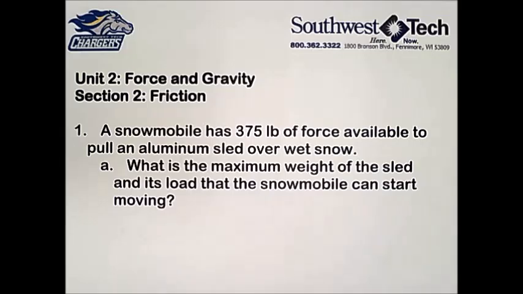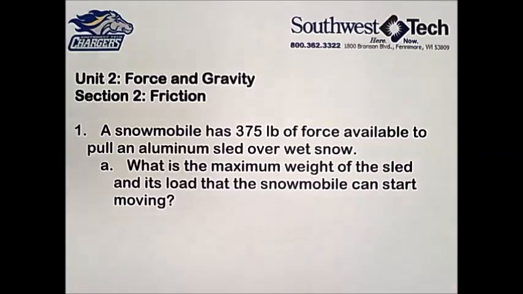This homework solutions video is for Science and Mechanics, Unit 2, Force and Gravity, Section 2, Friction. Number 1. A snowmobile has 375 pounds of force available to pull an aluminum sled over wet snow. What is the maximum weight of the sled and its load that the snowmobile can start moving?